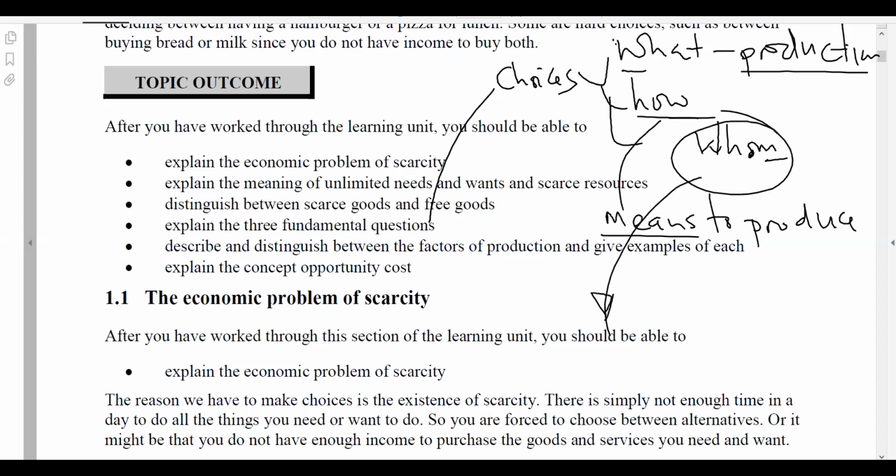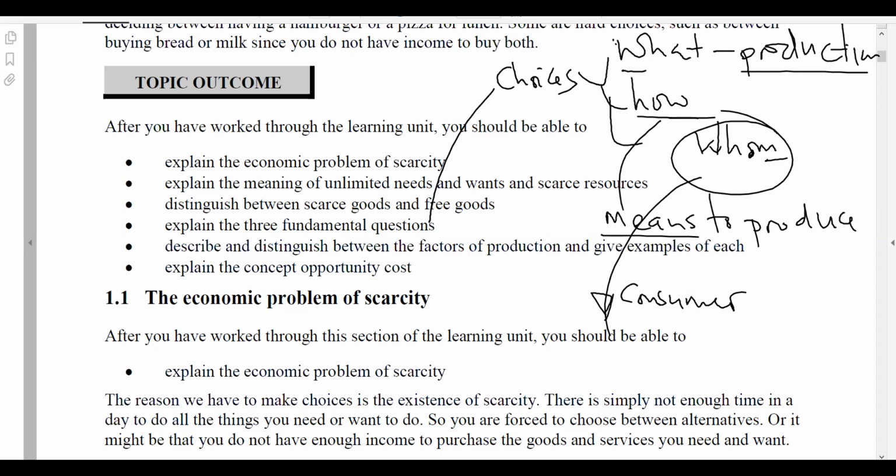Your target. Exactly. So this has to do with consumers. That is the whom question. Who is going to consume that particular product? Maybe it's a house that we have constructed, the RDP houses. Then the government can ask themselves, who is going to occupy these houses? Are they the poorest people in the economy or in a society? Are they the middle income earners in the society, etc.? So that is the whom question. It has to do with, out of those things that have been produced, who are going to benefit from that.